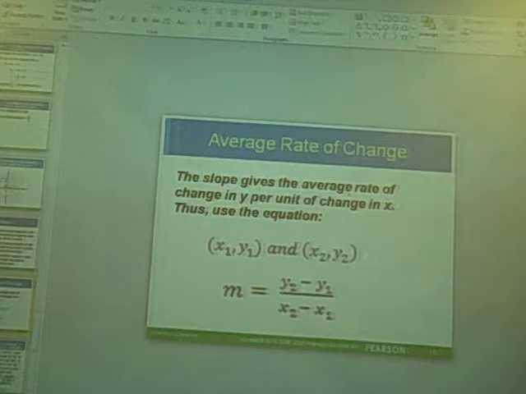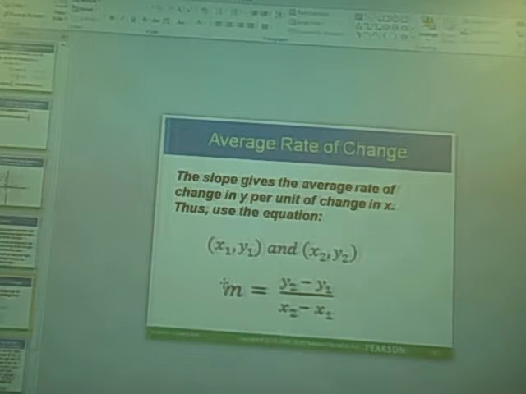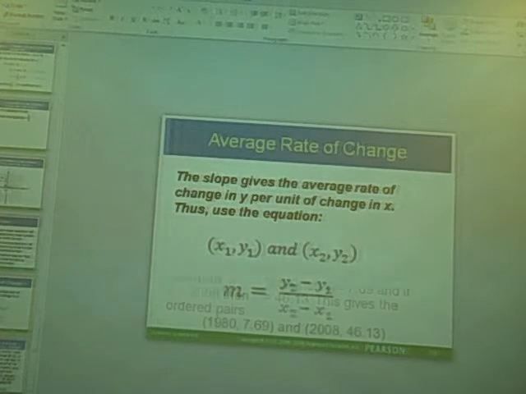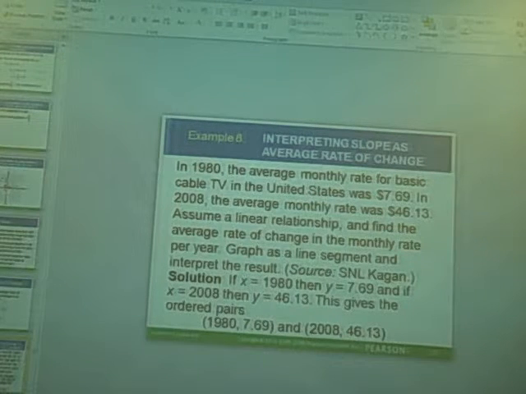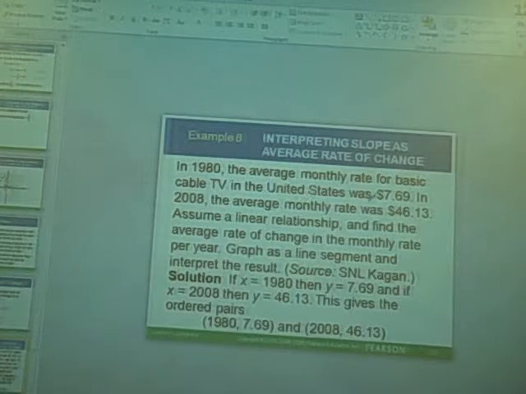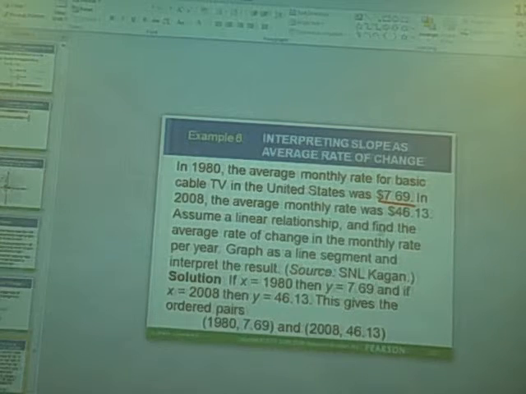Okay, the slope gives the average rate of change. So when they ask you to find the average rate of change, or they give you the average rate of change, look over here: the average rate of change is the slope. Okay? Average rate of change means the slope. So here we have, in 1980, the average monthly rate for basic cable TV is $7.69. In 2008, the average monthly rate is $46.13. Assume a linear relationship.